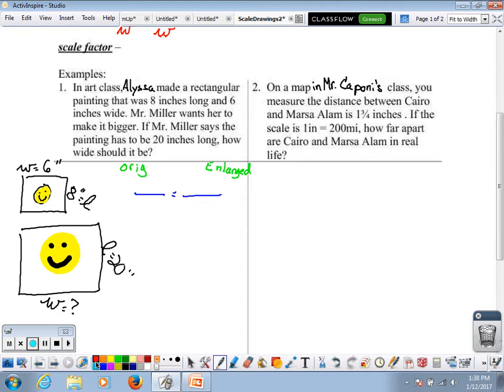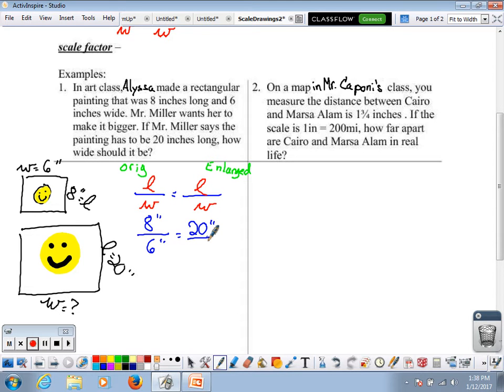Now, do you want to put length on top or width on top? No wrong answer. Okay, the catch is we have to put length on top for both of them. And then we'll put width in the bottom for both of them. Now, on that original drawing, what is the length? 8 inches. What is the width on that original drawing? 6 inches. Don't forget the inches. What is the length on the big drawing? 20 inches. What is the width on the big drawing?